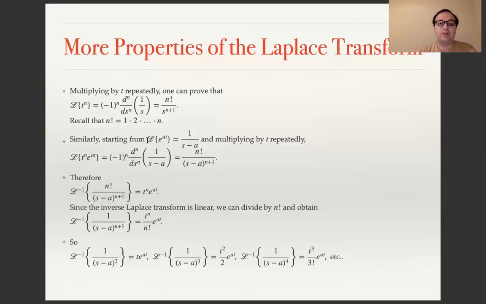And in the same manner, if we start with e to the power at, whose Laplace transform is 1 over s minus a, then the Laplace transform of t to the n e to the at would be minus 1 to the n times the nth derivative of 1 over s minus a. And by a similar computation, I get that this is n factorial over s minus a to the n plus 1.